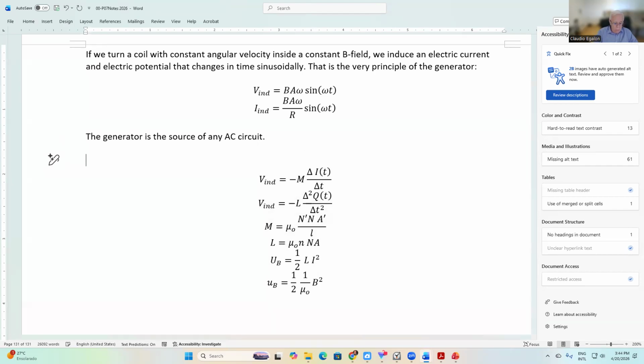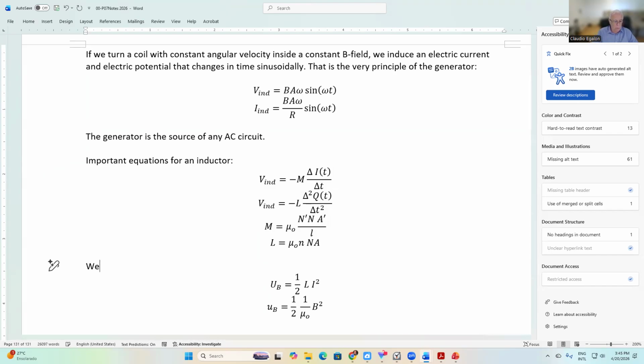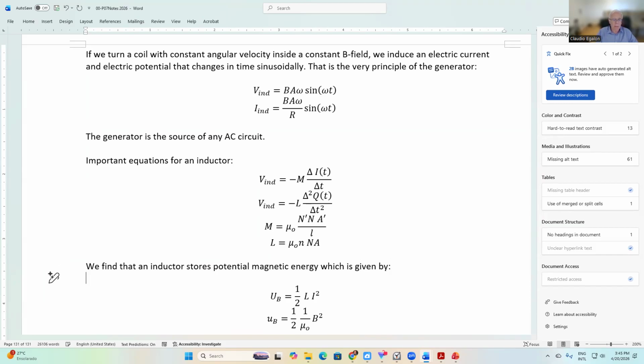Okay, so important equations for an inductor: 1, 2, 3, 4. We find that an inductor stores potential magnetic energy, which is given by, here you go, one half L I squared.